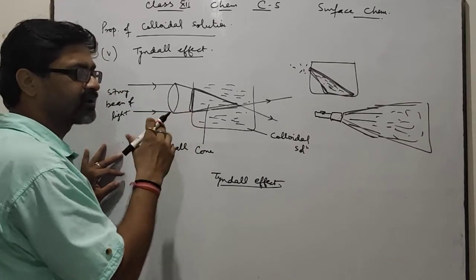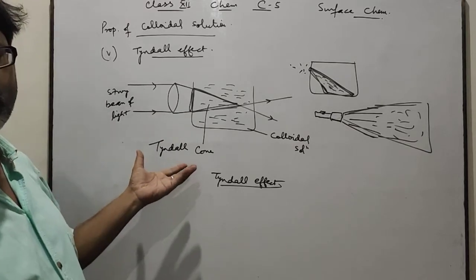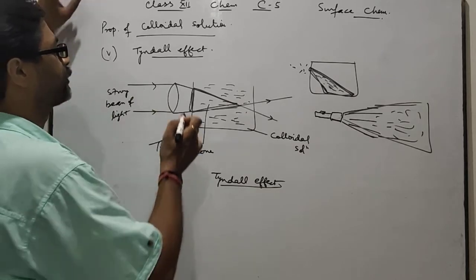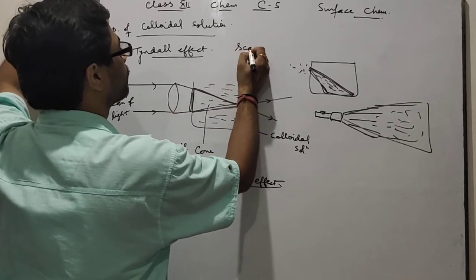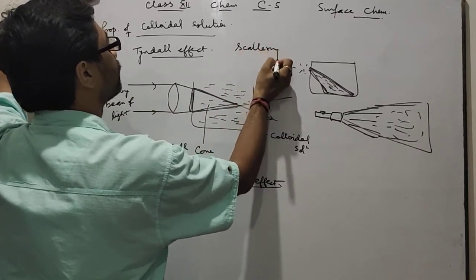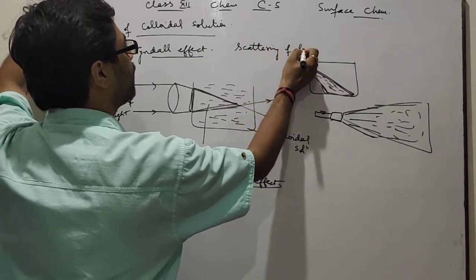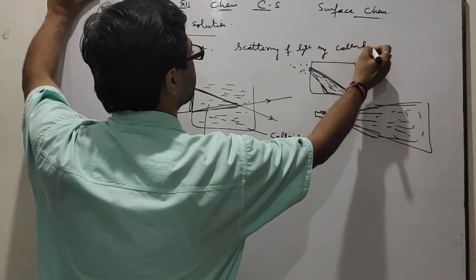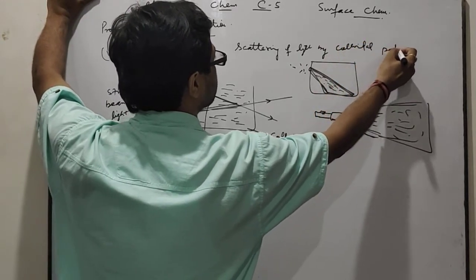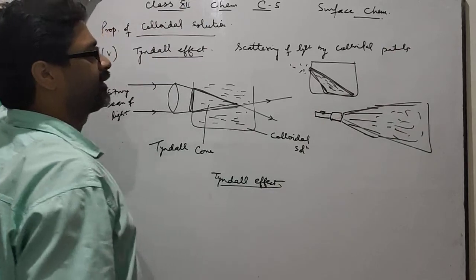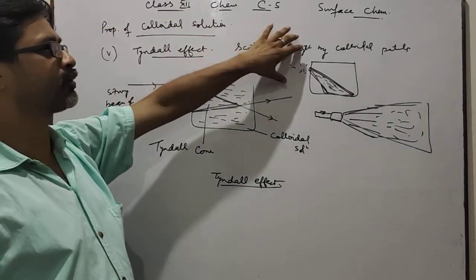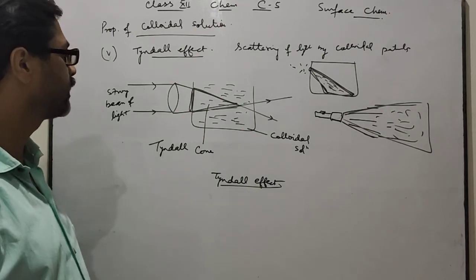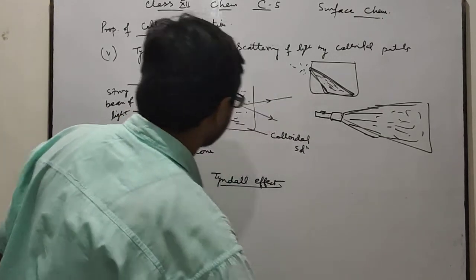What is the cause of the Tyndall effect? The reason for showing this property is the scattering of light by colloidal particles. Colloidal particles can scatter light, and due to this scattering of light, the Tyndall effect is shown by colloidal solutions.